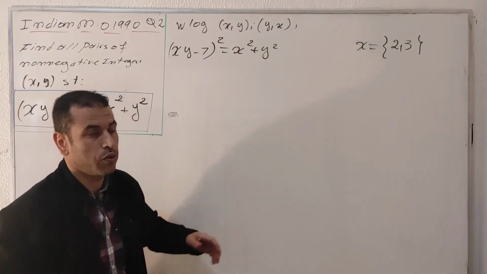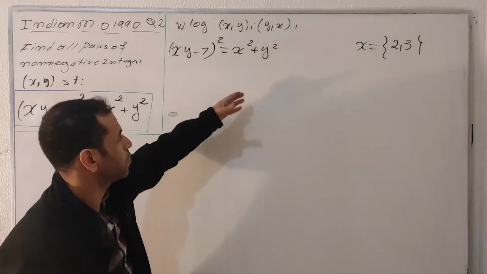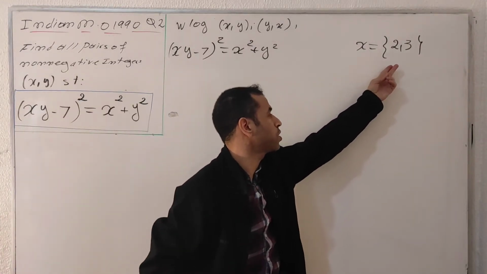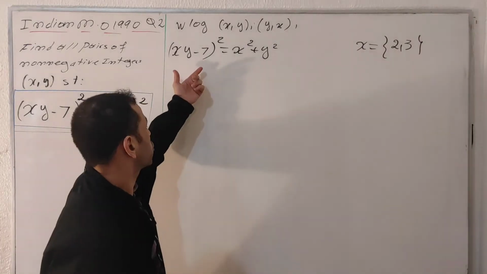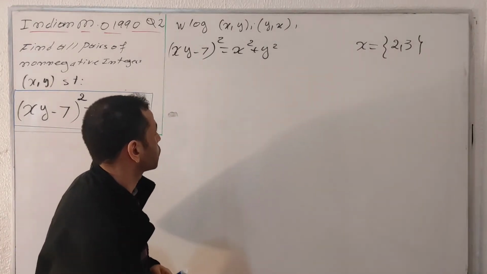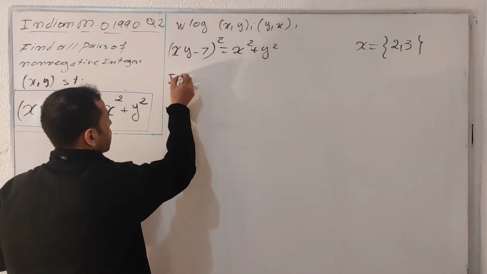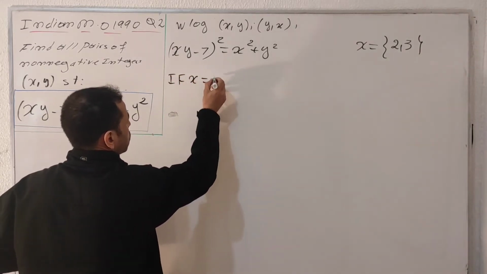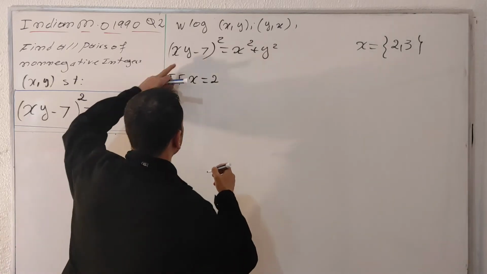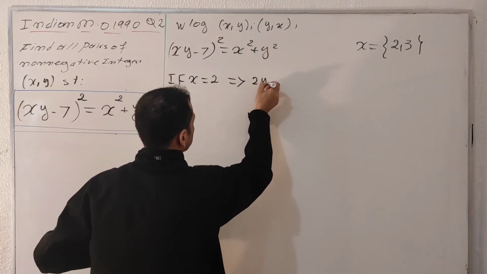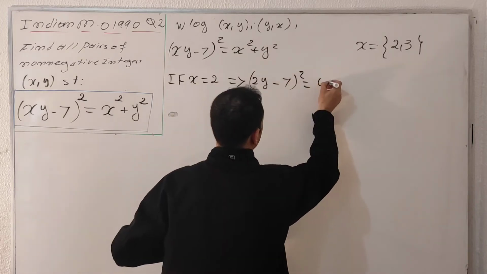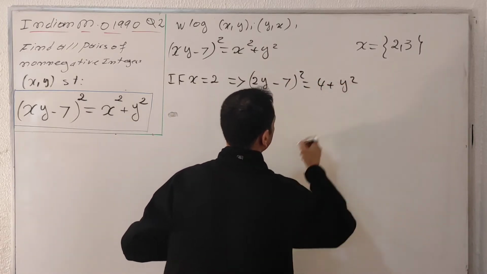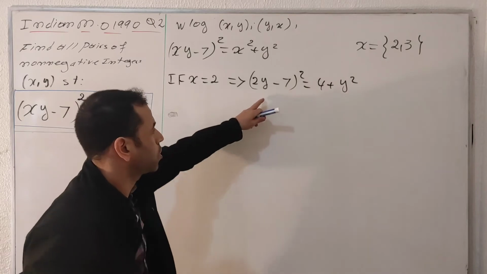Okay, previously we were working on this equation and came up with these values of x equals 2 and 3. I'm going to insert these values of x into the original equation to find y. Okay, so if x equals 2, by starting with the number 2, I will get here (2y minus 7) squared equals 4 plus y squared. So I'm going to simplify this equation.